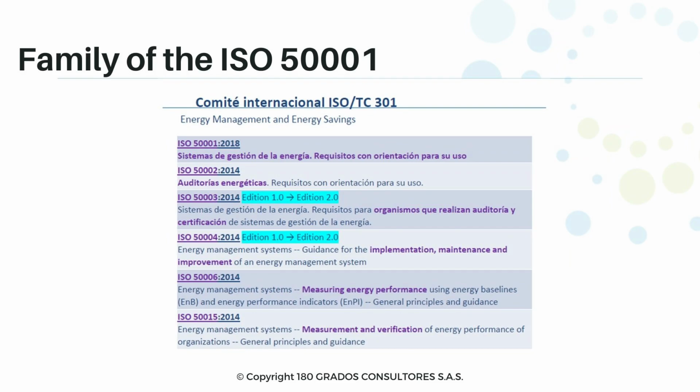Other important standards in the ISO 50001 family include ISO 50003, which specifies requirements for bodies auditing and certifying energy management systems; ISO 50006, which provides guidance on measuring energy performance using energy baselines and energy performance indicators; and ISO 50015, which provides guidance on the measurement and verification of organizations' energy performance.